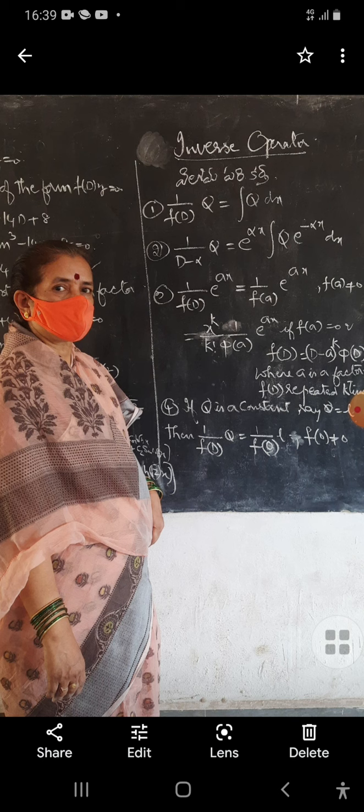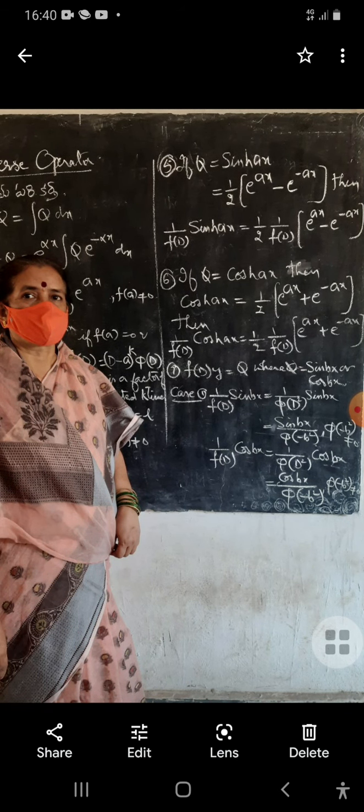That becomes x power k by k factorial into 1 by phi(a) times e power ax if f(a) is equal to 0 and f(D) equal to (D minus a) whole power k into phi(D). That means here a is a factor of f(D) repeated k times. So if Q is a constant, say Q is equal to L, then 1 by f(D) of Q equal to 1 by f(0) L, where f(0) is not equal to 0. Next, if Q is equal to sinh ax, it can be written as 1 by 2 into (e power ax minus e power minus ax).